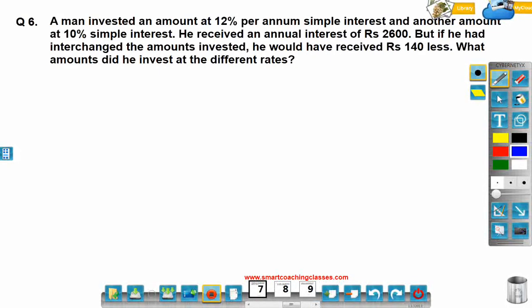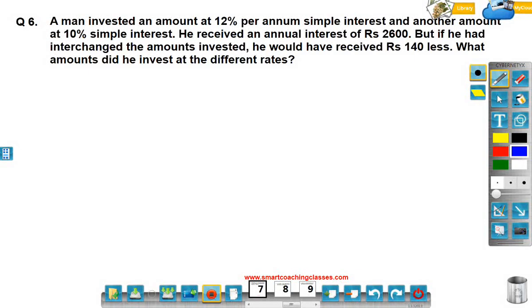Now this question is to be done in the same way as we have done the previous question. There is a reason I have kept these questions one after the other, so that you can understand that only the language is changing, but the essence of the question remains the same. He says a man invested an amount at 12% per annum simple interest and another at 10% per annum simple interest. He received an annual interest of 2600. This is the same as the previous question. Instead of TV and fridge, there are two amounts, amount A and amount B.